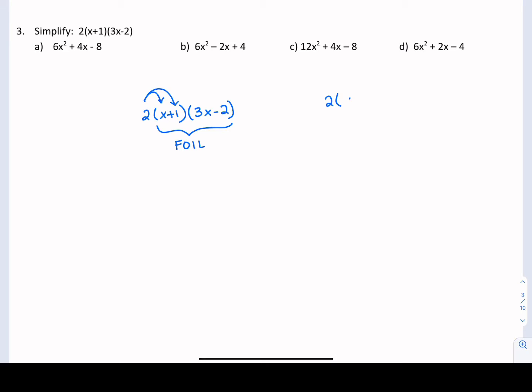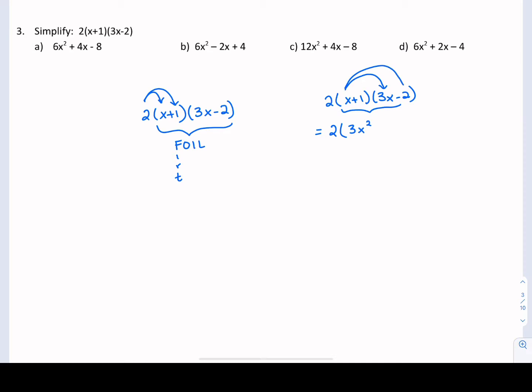If we leave 2 and we multiply that by x plus 1 and 3x minus 2 as binomials, I'm going to leave that 2 out front for now and worry about multiplying x plus 1 and 3x minus 2. So the F in FOIL stands for first. What that means is we want to multiply the first two terms in these brackets. So x times 3x is going to be 3x squared. So there's your new first term.